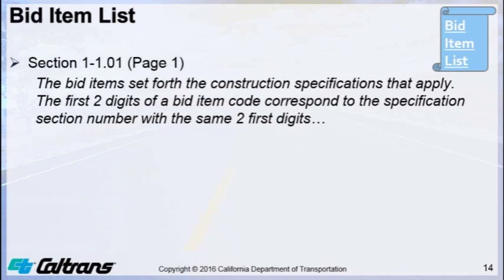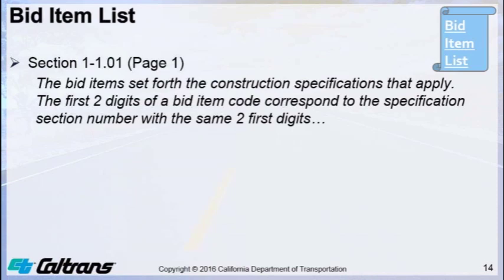The bid item list. Before we start talking about how contract parts work together, we need to understand that the bid item is the starting point for navigating the contract parts. The bid item list includes specific items of work for the contract, quantity that is estimated for the item of work, units of payment for that item of work, and bid prices for the item of work.